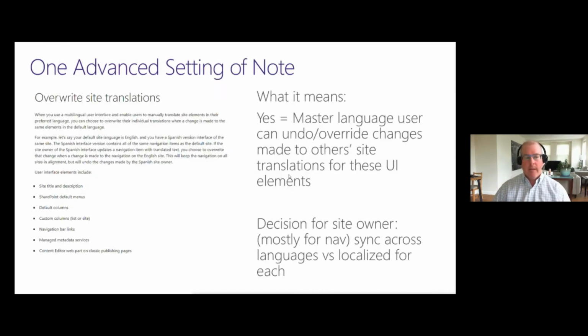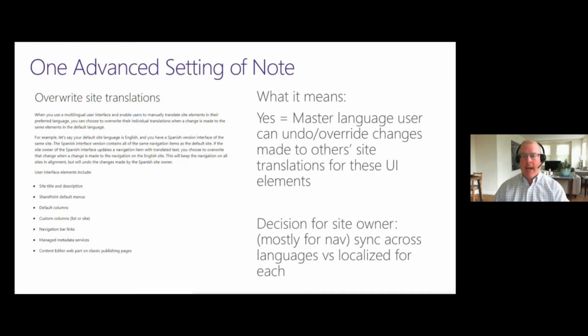The overwrite site translations setting: say I'm in a site, the default language is English. There is a Spanish language version of the page that I'm on as well. I make changes to the Spanish language version. Actually, if I make changes to the navigation, it's probably the most prevalent use case for this. If I make changes to the navigation in the Spanish language version, other Spanish language users will see that. English language users will see the English language nav.